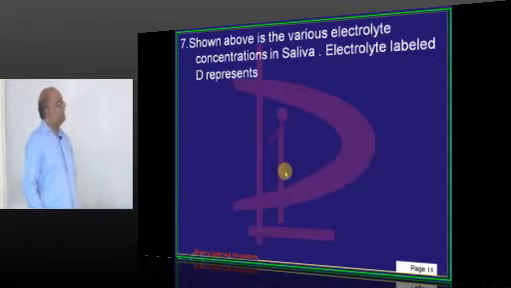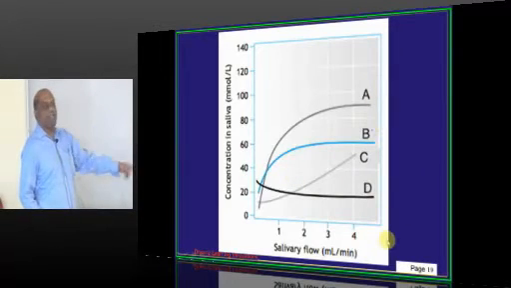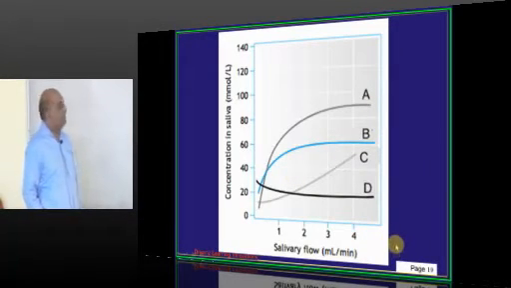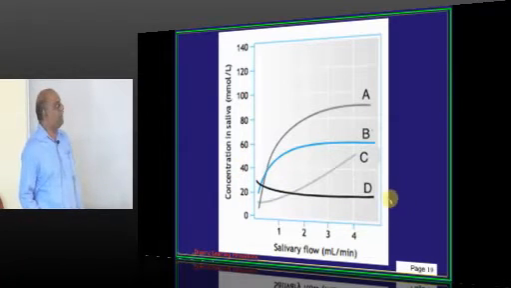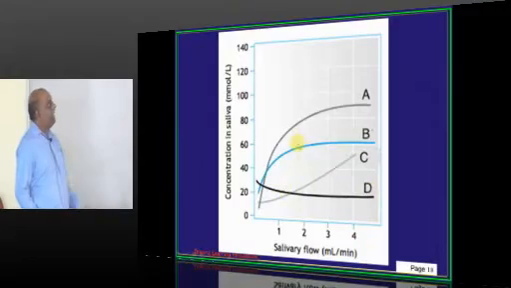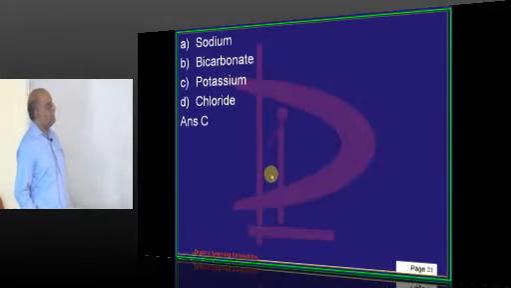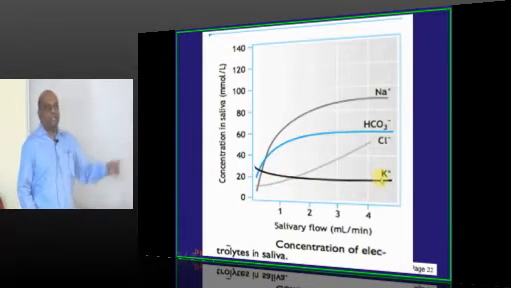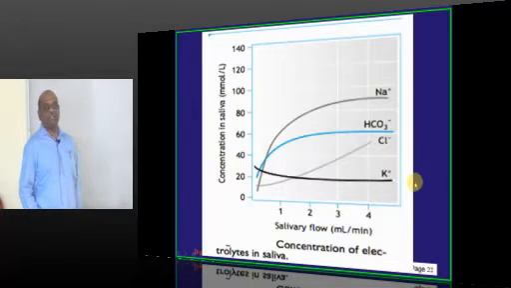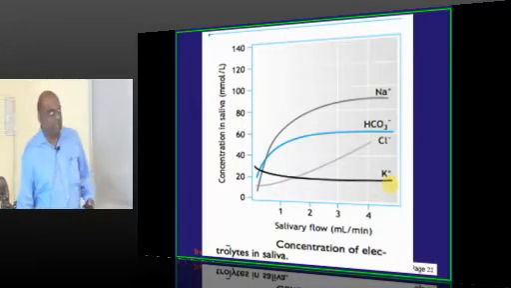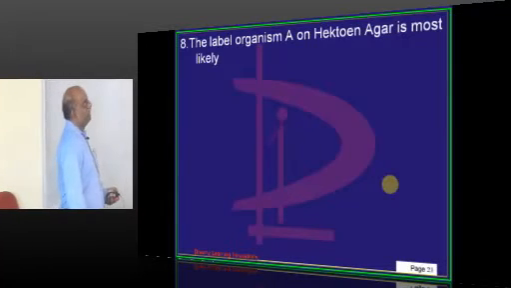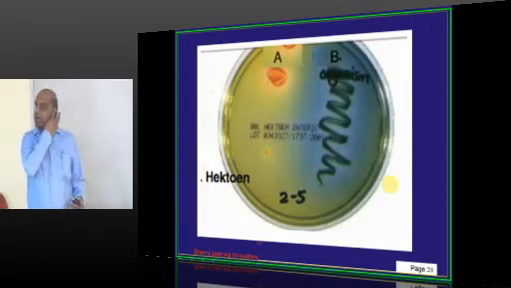Now doctor, in the saliva various electrolytes have been given. Which electrolyte will have the least concentration of all? So what does label D represent is the question of the examiner. Potassium is the least, sodium is the highest, and in the middle fall the bicarbonate and chloride, is what you need to basically remember.